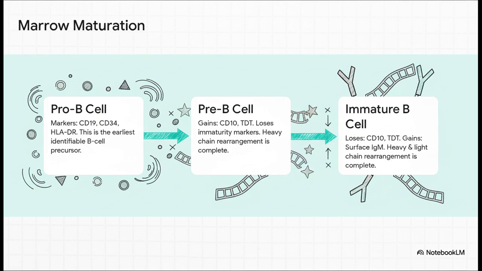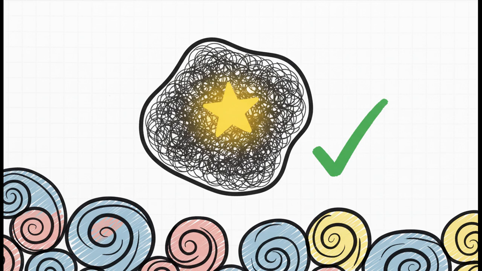Finally, it becomes an immature B cell. Here, it drops the CD10 and TdT, and now that both the heavy and light chains are sorted, it can proudly display its very first antibody on its surface, IgM. And this developmental pathway gives us a perfect example of the link between how a cell develops and how it becomes cancerous. When these precursor cells in the marrow turn malignant, the cancer you get is precursor B-cell acute lymphoblastic leukemia, or ALL. The most common type actually comes from that pre-B cell stage, which means it's CD10 positive. And in kids especially, having this CD10 marker is actually associated with a good prognosis.